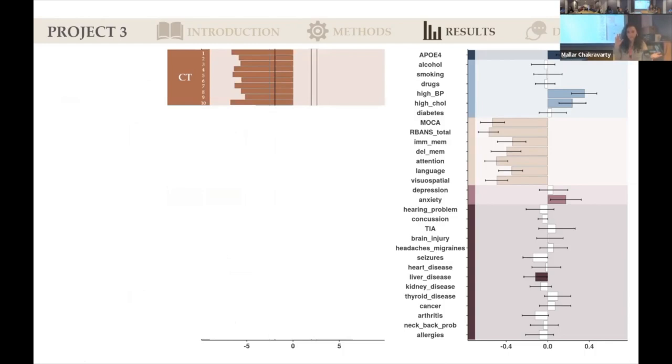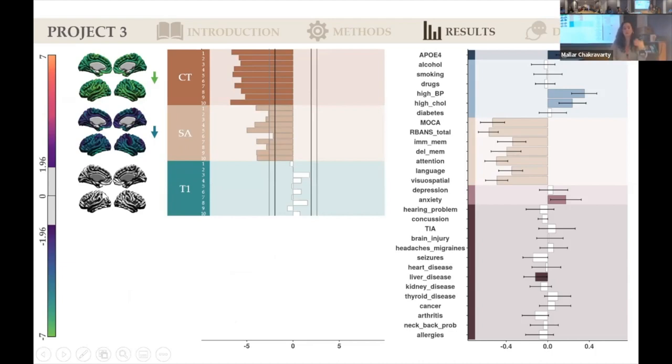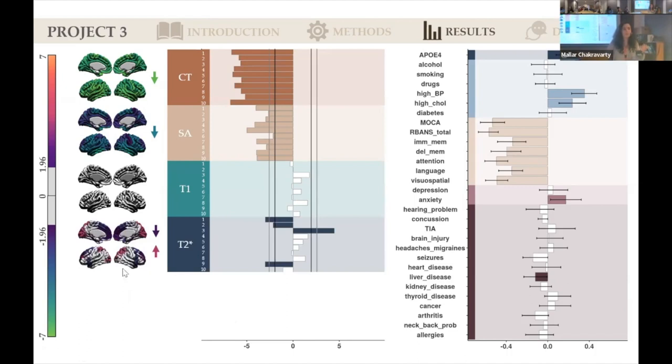So overall, lower cortical thickness everywhere in the components. If I show you a map just to summarize the effects, you can see it here. So overall lower CT everywhere, lower surface area everywhere in the brain. T1 at the cortex level was not related at all to this pattern. However, T2 star was related, but interestingly in opposite patterns. We have lower T2 star in the frontal region and in the medial temporal lobe, and higher T2 star in the occipital region.